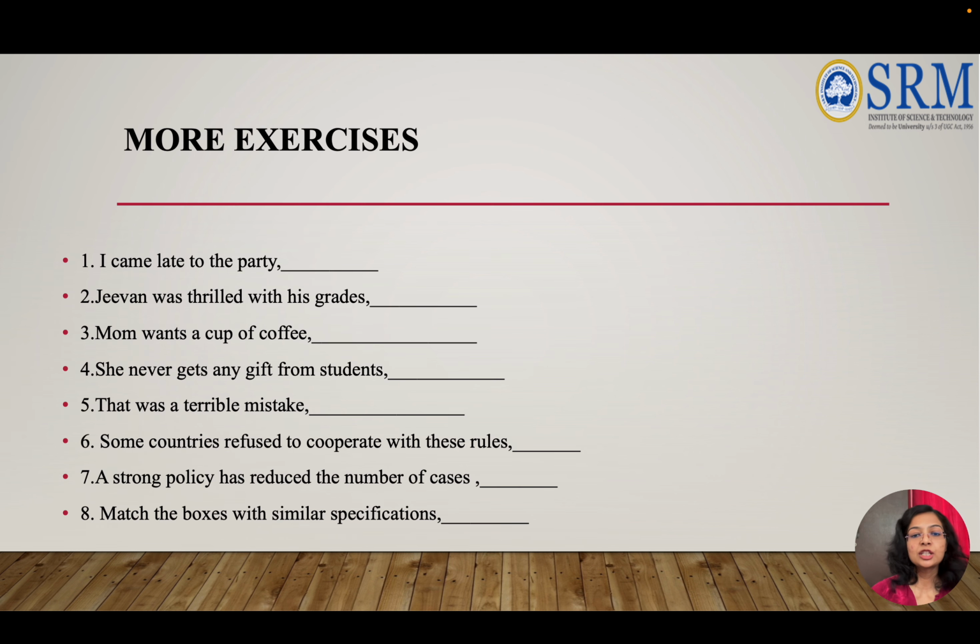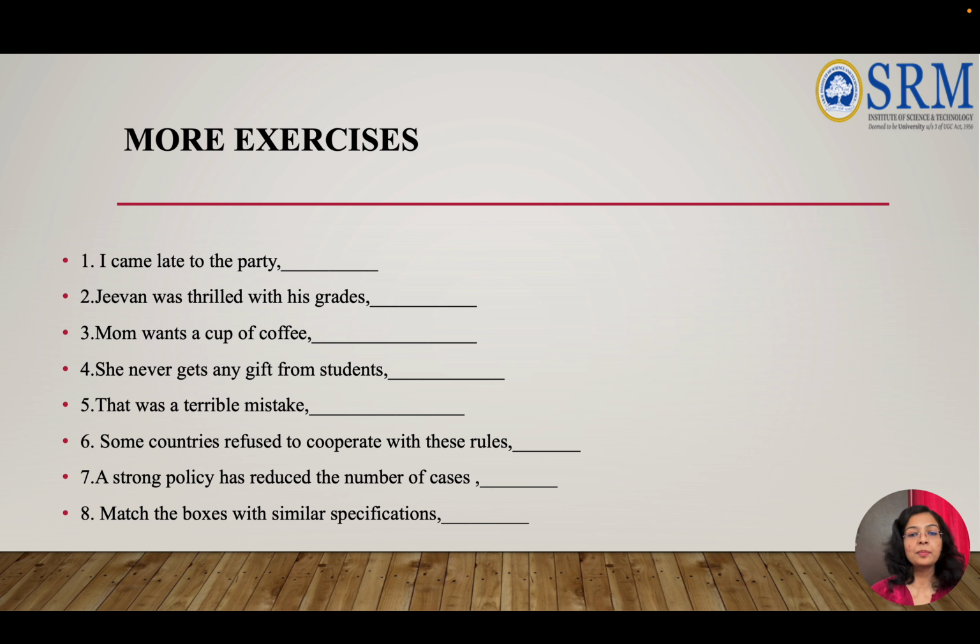I came late to the party, aren't I? Jeevan was thrilled with his grades, wasn't he? Mom wants a cup of coffee, doesn't she? Because there is no helping verb, therefore we are making use of the do form of verb. She never accepts any gift from students, does she? Because never makes the sentence negative.